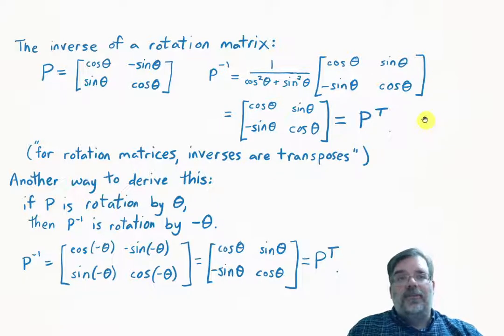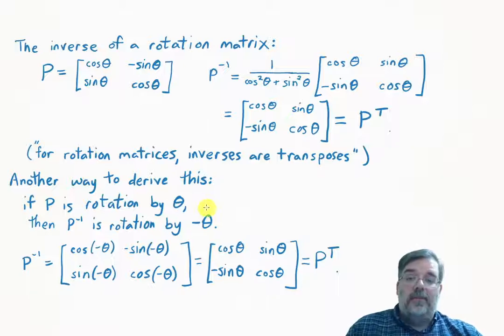And there's actually a few ways to see that this is true. Another way to understand this is, well, if P is rotation by theta, P inverse should undo whatever P does. P inverse should be a geometric opposite. In this case, if P is rotation by theta, P inverse should be rotation by negative theta. So to calculate P inverse, we just put a negative theta in for theta in each case.